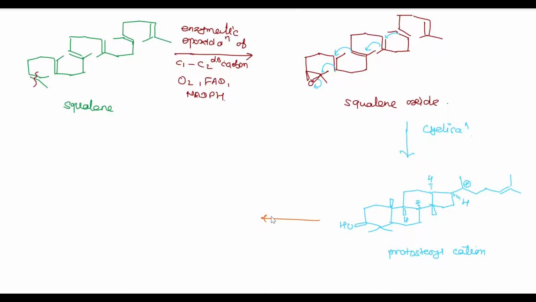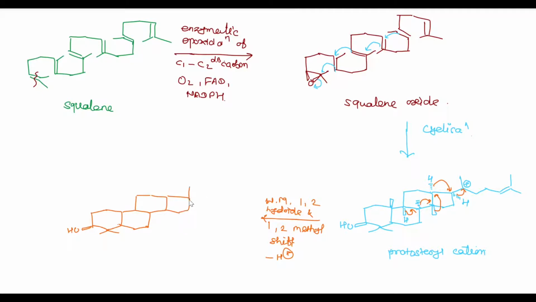In the next step, Wagner-Meerwein 1,2-hydride and 1,2-methyl shifts take place with minus H plus. This methyl group shifted here, this methyl group shifted on this carbon atom. This hydrogen shifted to this carbon atom, and this hydrogen shifted to this carbocation carbon atom, and we get lanosterol as a product. Here is a double bond. This is known as lanosterol.